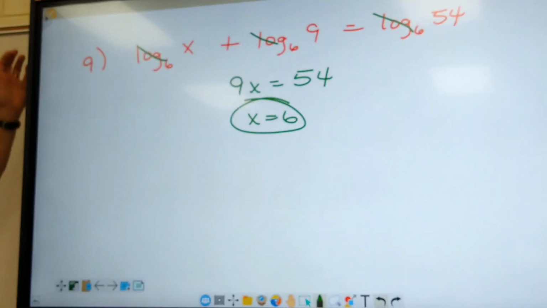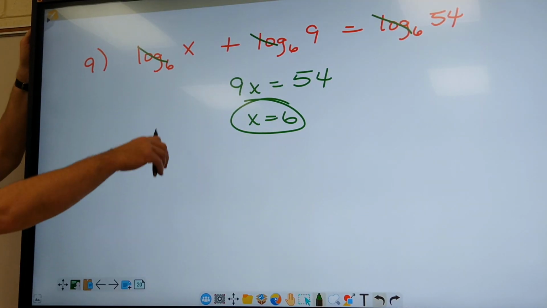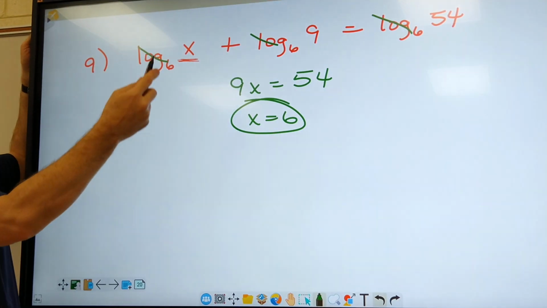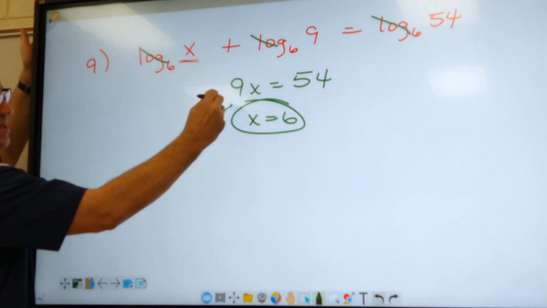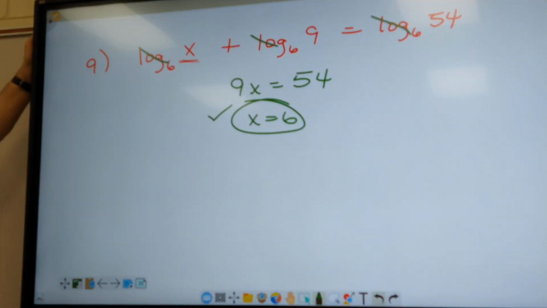All right, now, will that answer work? Is it okay to keep that answer? Well, let's look. When I plug it back in here, does anything happen to 6 that makes it a negative or a 0? No, it stays the same, so that answer is good. All right, so plus becomes times.